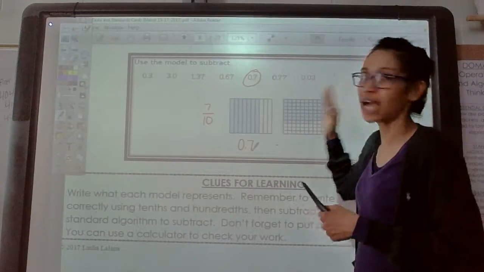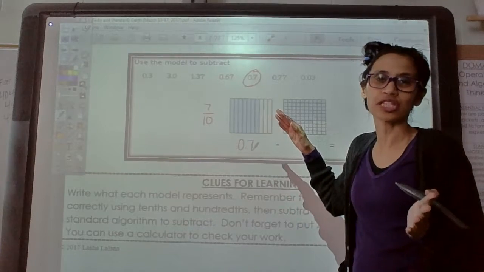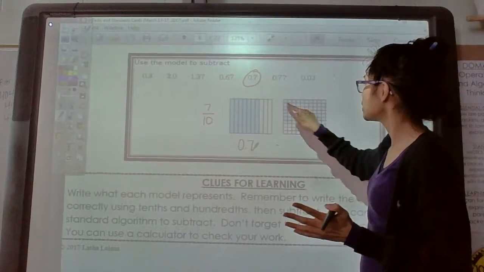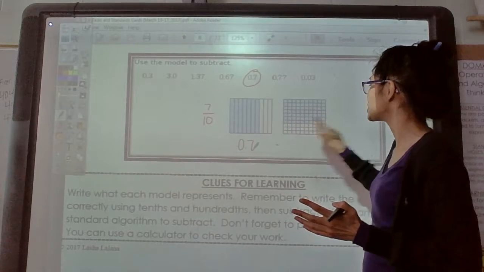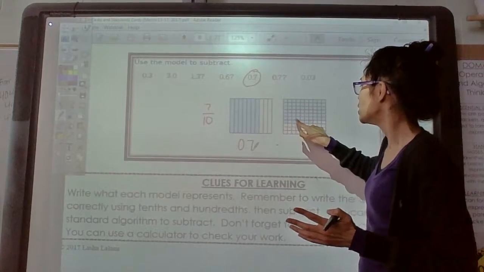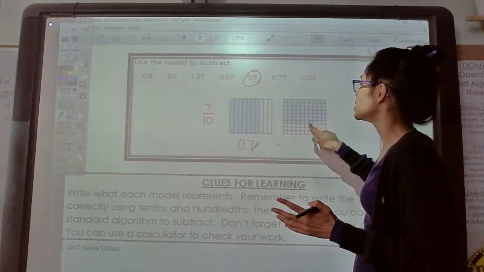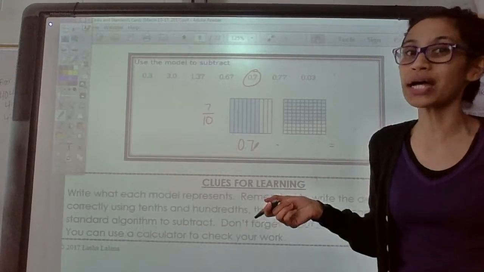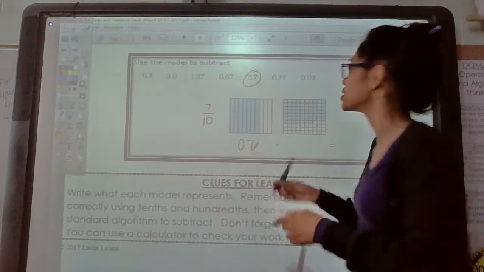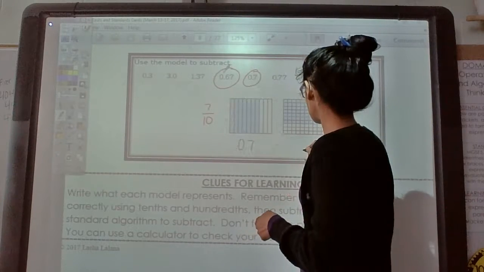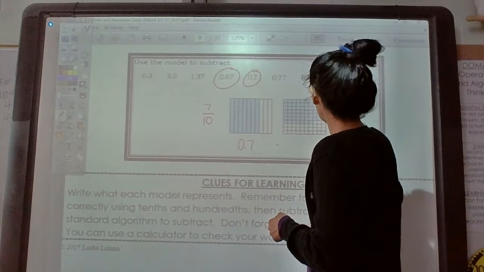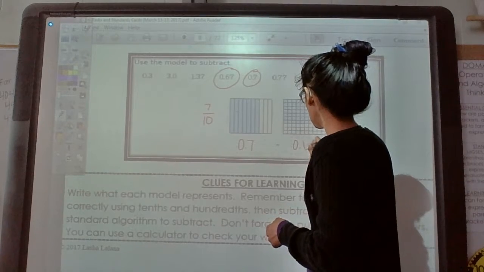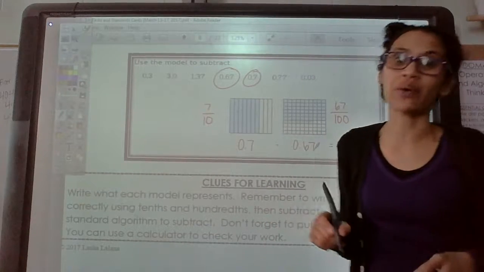Let's count. Now we can count by rows. Don't count one by one. That'll take forever. We can count 10, 20, 30, 40, 50, 60, 61, 62, 63, 64, 65, 66, 67. What? 67 hundredths, which is right there. And I can write that as a fraction, 67 hundredths. And we need to write the decimal that way.